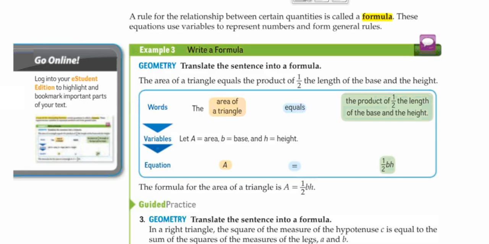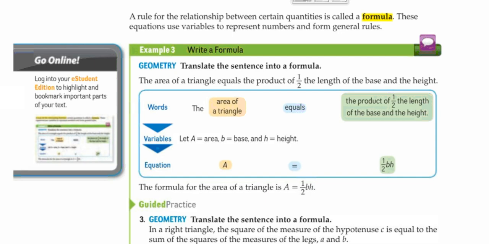So the formula says the area of the triangle, there's A, equals, equal sign, the product of 1/2 of the length of the base and the height. So product, answer to multiplication problem. There's 3 things we multiply. The number 1/2, the length of the base of the triangle, and the height of the triangle. So here's our formula, 1/2 base times height.